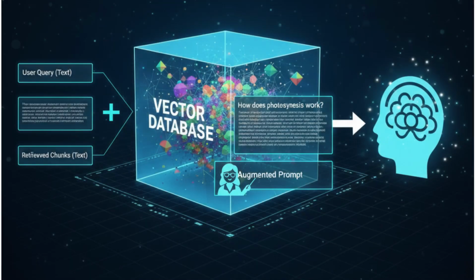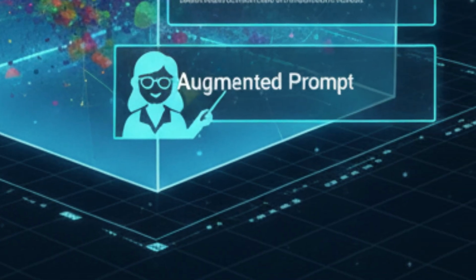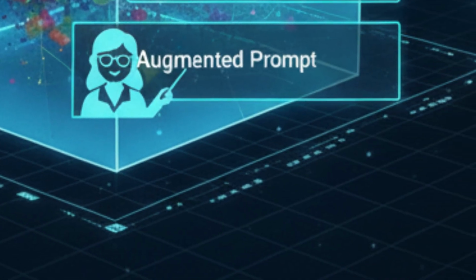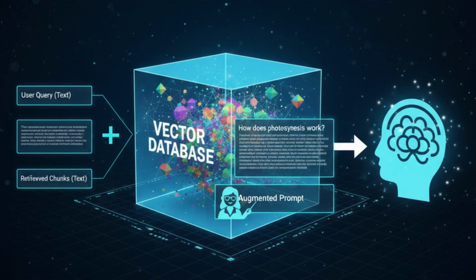The original user query and these newly retrieved relevant text chunks are then combined to create a single, augmented prompt. This is where the magic happens. We're literally stuffing the LLM's input with the specific information it needs to answer your question.